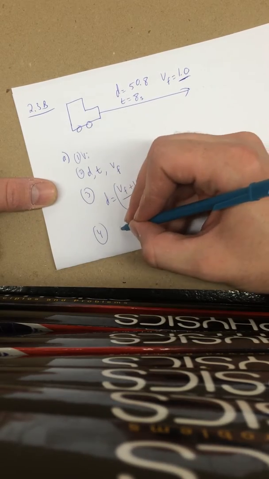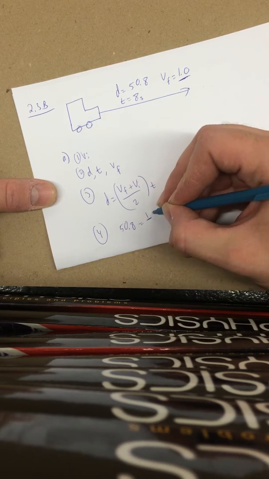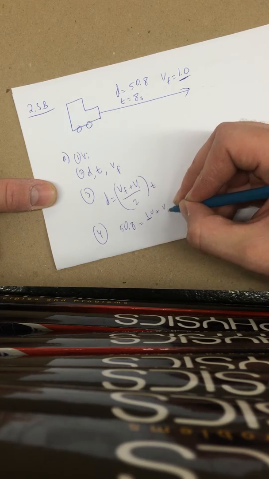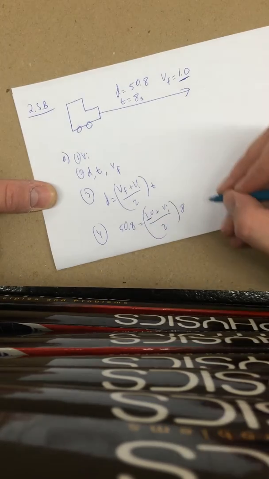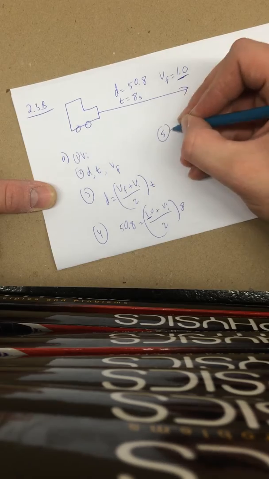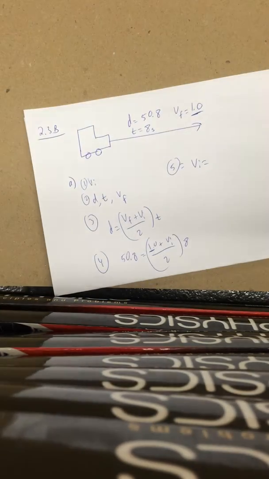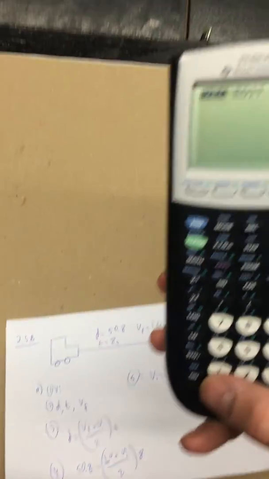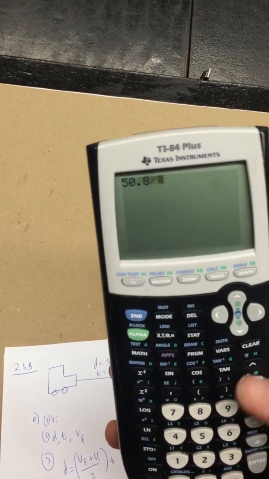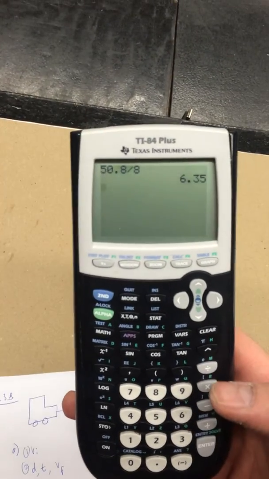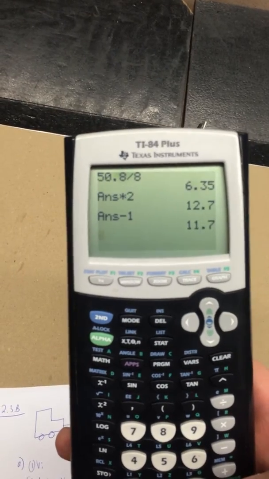Step 4, fill in the spots. 50.8 is equal to 1, that's going to be my code, plus VI over 2 multiplied by 8 seconds. So for step 5, VI is equal to, so we just do 50.8, and then I'm going to divide that by 8, and then I'm going to multiply it by 2, then subtract over the 1. So it gives me 11.7.